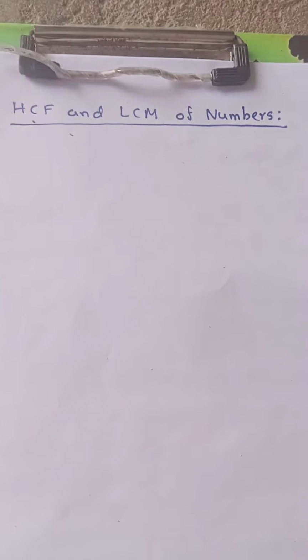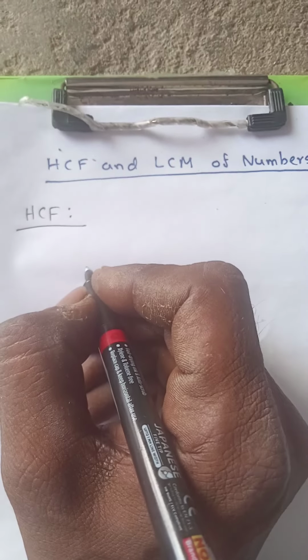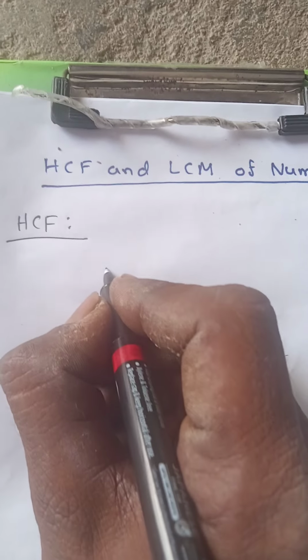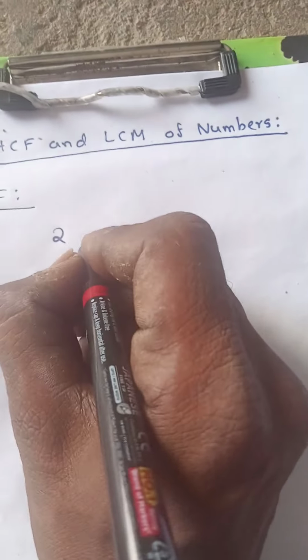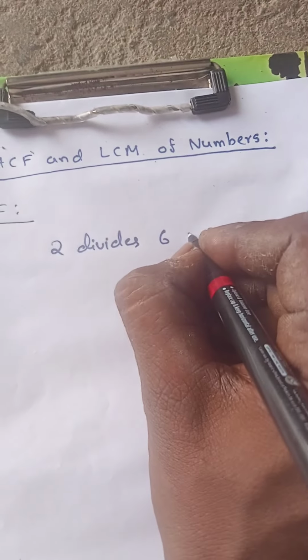So let me start with the first chapter, first topic, HCF and LCM of numbers. HCF means highest common factor. So you know very well what are the factors and what are the multiples of a number. Let me start with what is meant by a factor and what is meant by a multiple. For example, let us take one number, 2. 2 divides 6 exactly.